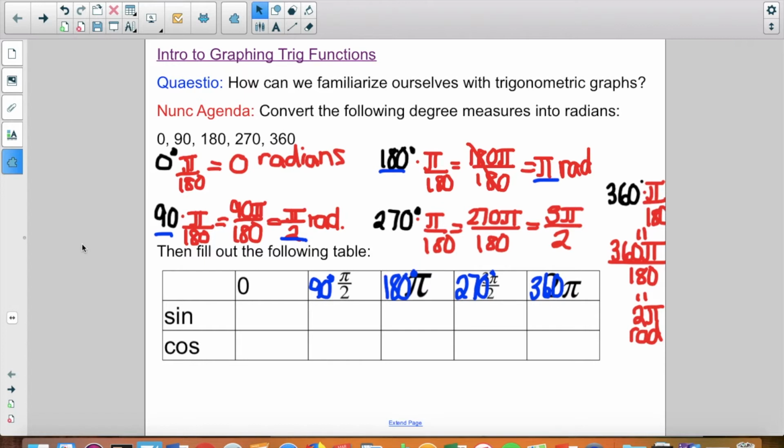So when we filled it out, it was sine of 0 is 0, cosine of 0 is 1. And then it followed the pattern 0, 1, 0, negative 1, 0. Cosine is 1, 0, negative 1, 0, 1. Same exact pattern, just sine starts at 0, cosine starts at 1.